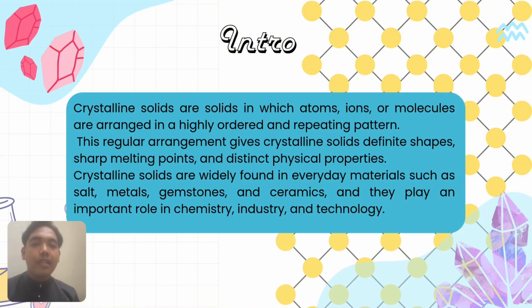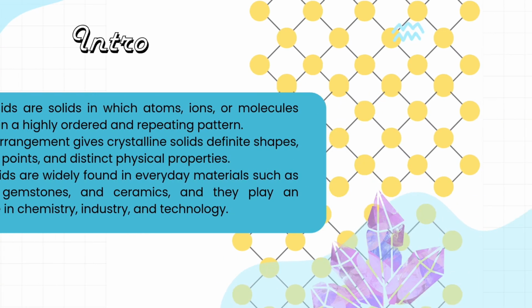Examples of crystalline solids that we encounter in daily life include sodium chloride, metals such as iron and copper, gemstones like diamond, and many ceramic materials. In chemistry, the study of crystalline solids is important because their structure strongly influences their physical and chemical properties, which are widely applied in industries such as electronics, construction, and material science.